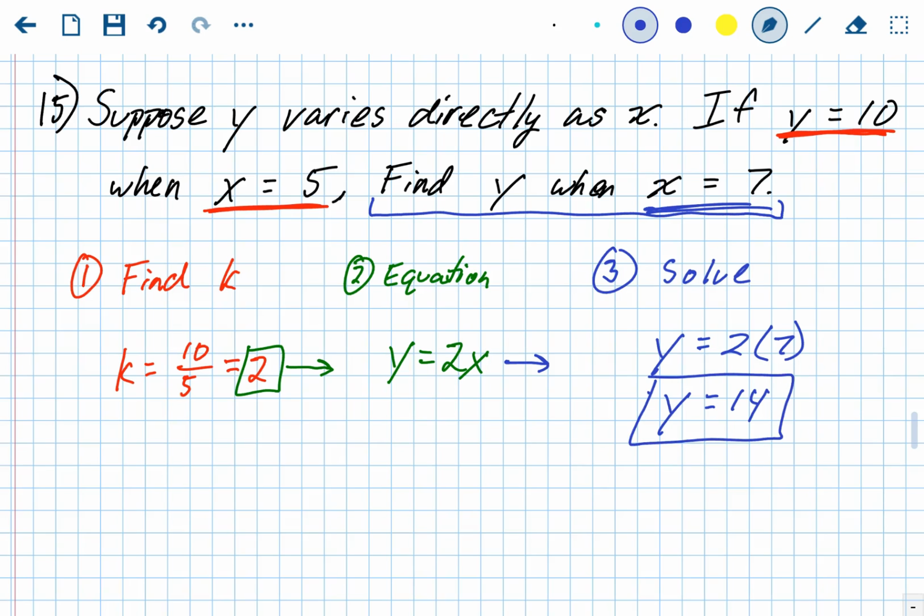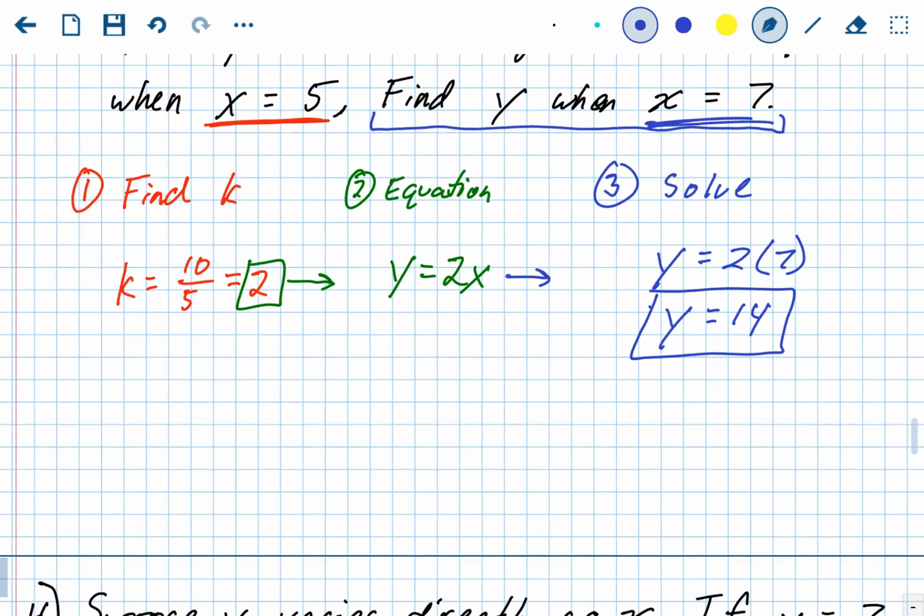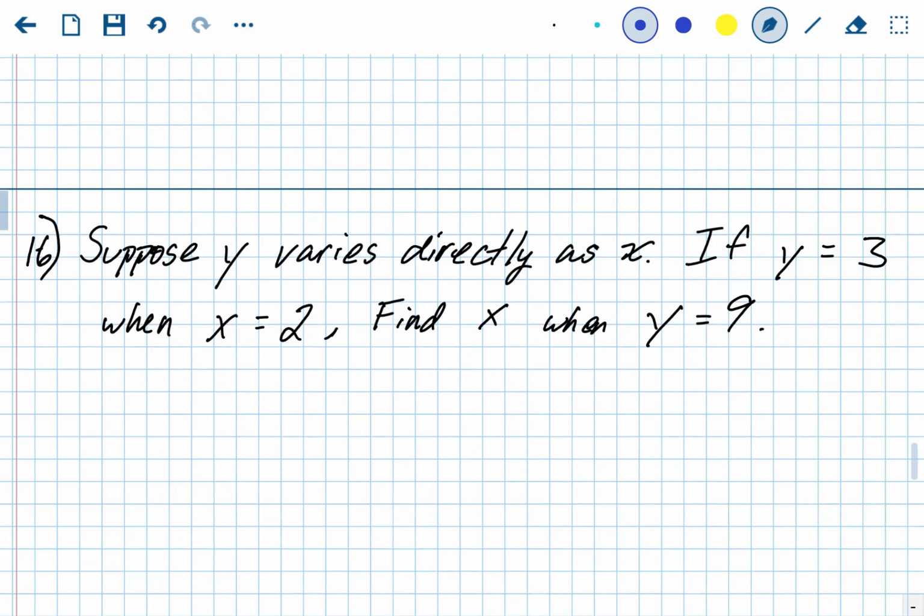Now they gave us y, or they gave us x and wanted to find y. The next one is flipped. It's another direct variation, but this time we're finding x. So suppose y varies directly as x. If y equals 3, when x equals 2, find x when y equals 9. Start with k. Use the y they give you and the x they give you. Y over x, 3 over 2, is just 3 over 2, or 1.5.